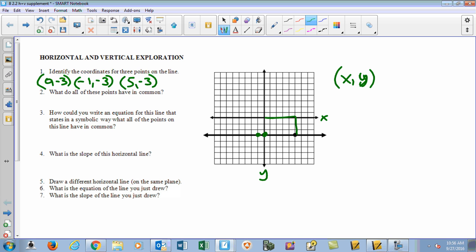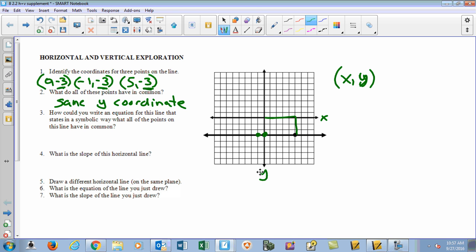What do these points all have in common? Look at those 3 I wrote down. What do all 3 of those points have in common, Brooklyn? Not 3s. Right? The negative 3 is the same in all of them, right? So they all share the same y coordinate. The y values are all the same, which is why this line goes horizontally.